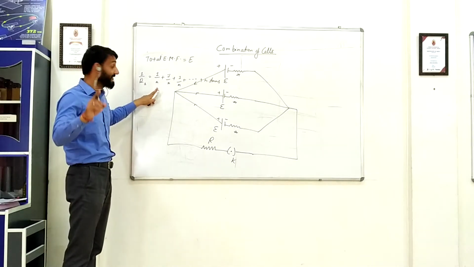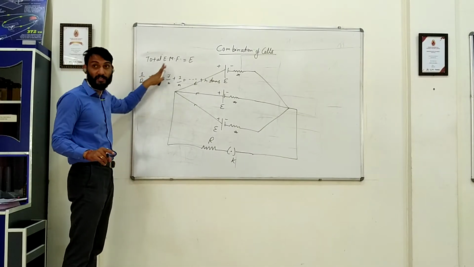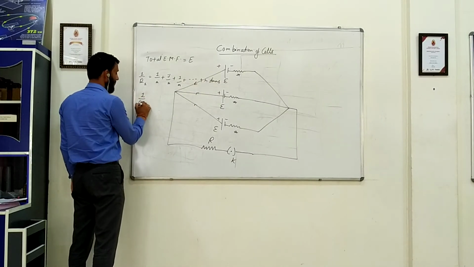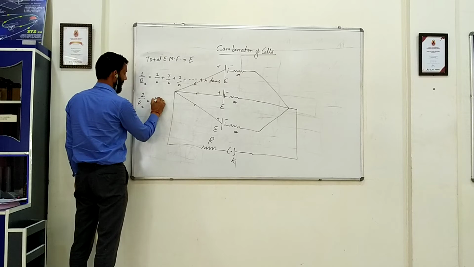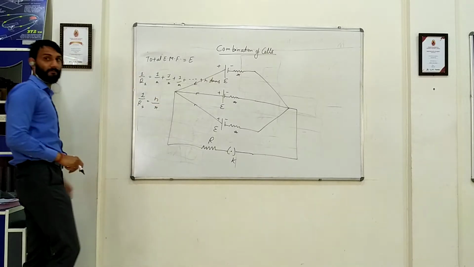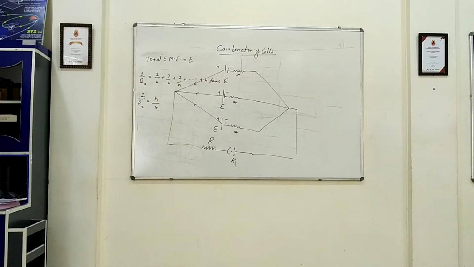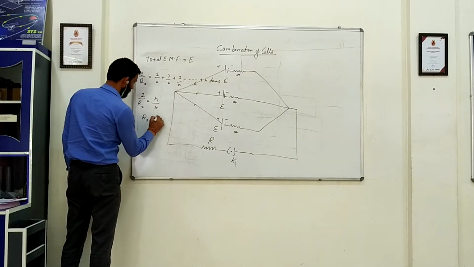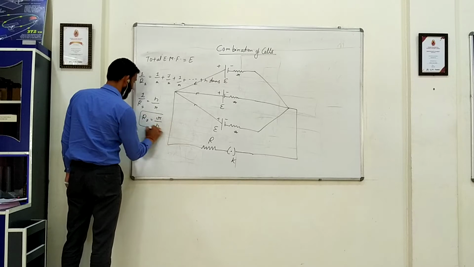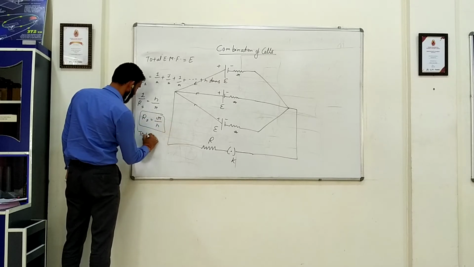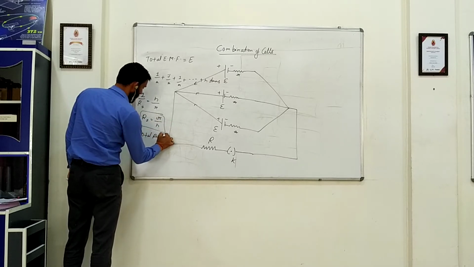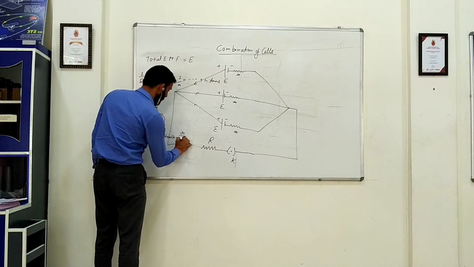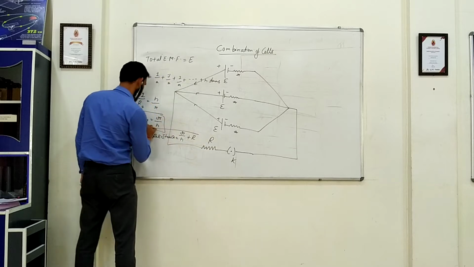So if one cell has a conductance of 1 upon R and the total number of cells is N, then either you add them up or you just multiply N by 1 by R; this will give you the same result. So this R1 would be R upon N. And then the total resistance would be equal to R upon N plus this R.